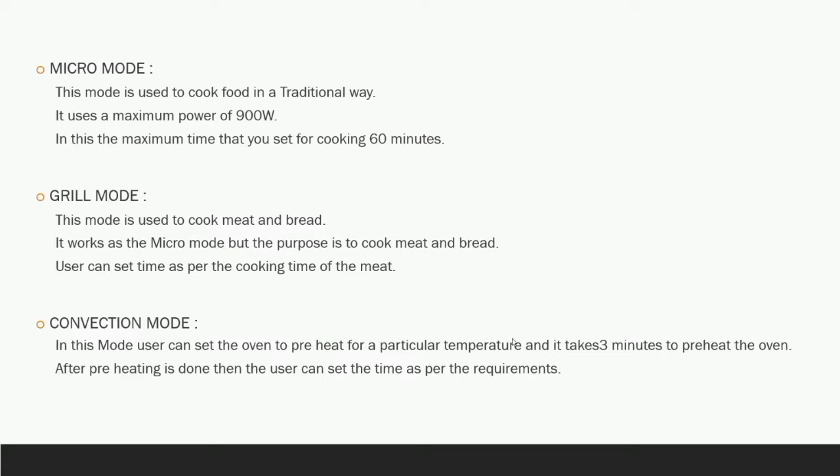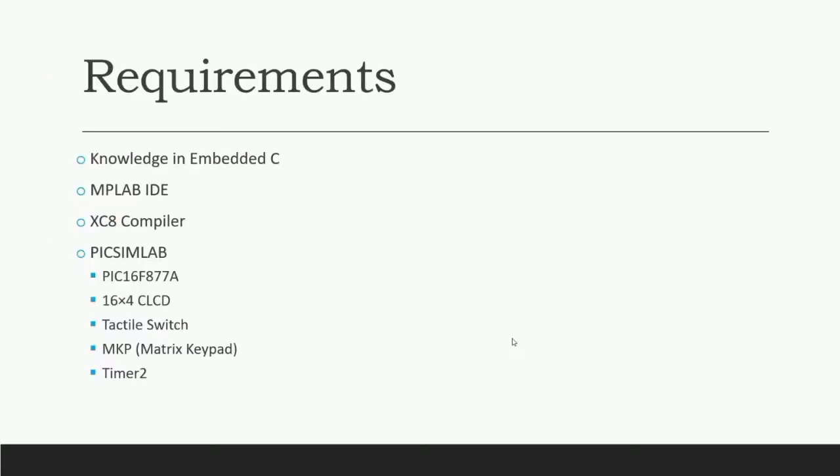Convection mode. In this mode, the user can set the oven to preheat to a particular temperature, and it takes 3 minutes to preheat the oven. After preheating is done, the user can set the time as per the requirements.